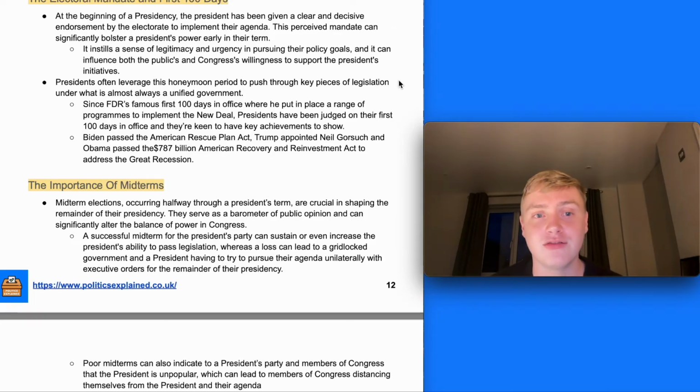So since FDR's famous first 100 days in office, when he put in place a range of programs to implement the New Deal, presidents are often judged on their first 100 days, and they're keen to have key achievements to show. So Biden passed the American Rescue Plan Act, Trump appointed Neil Gorsuch, and Obama passed the American Recovery and Reinvestment Act to address the Great Recession.